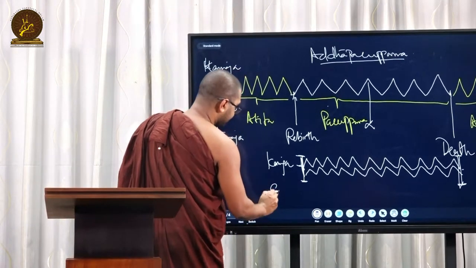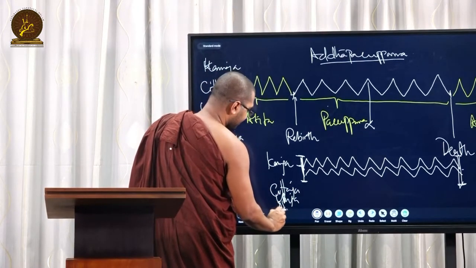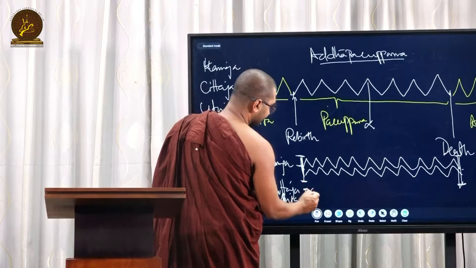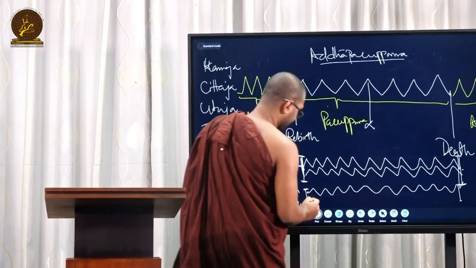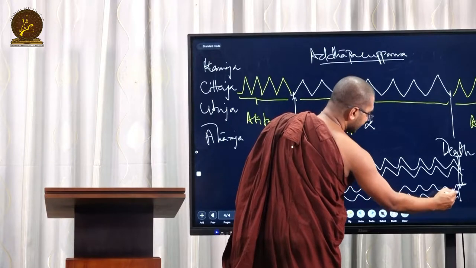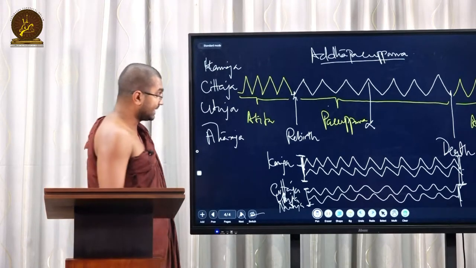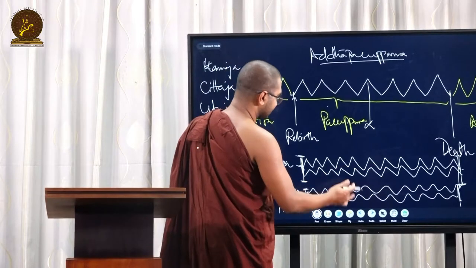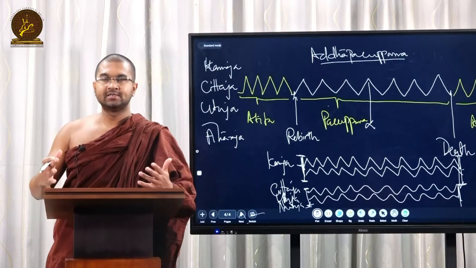Then chittaja, utuja, aharaja. We have various processes of these. They also continue till death. So various types of chittaja, utuja, aharaja processes are happening collectively. Collectively, all sorts of chittaja, utuja, aharaja processes can be said to be one generation in a certain context.